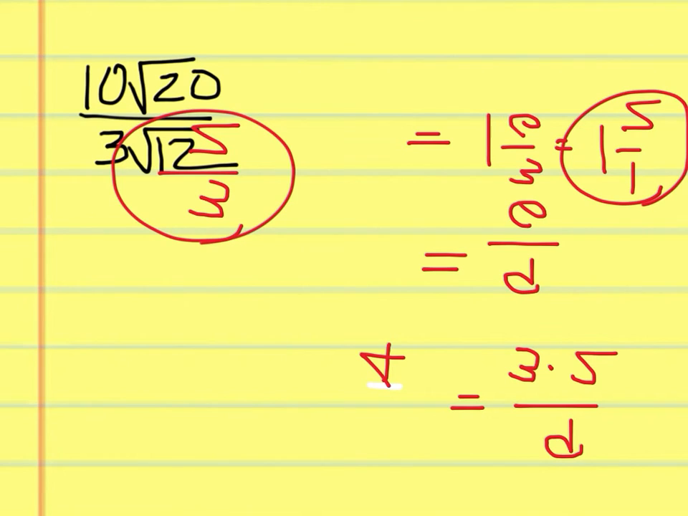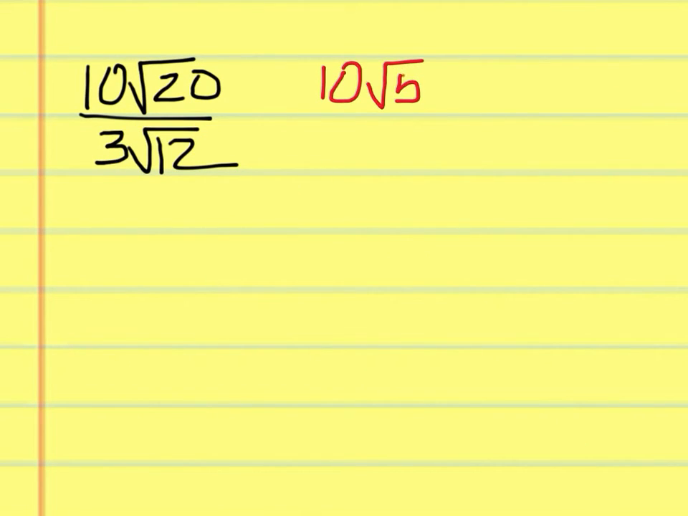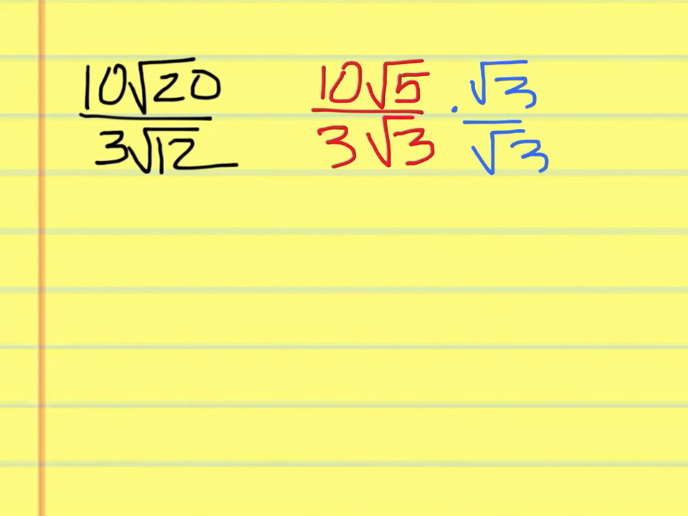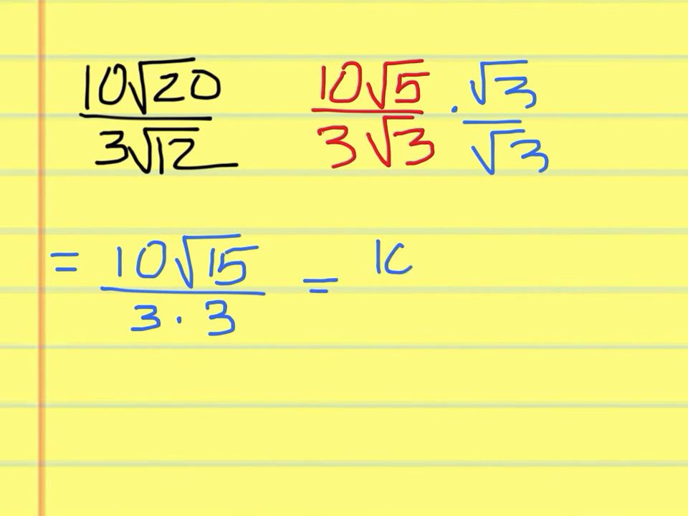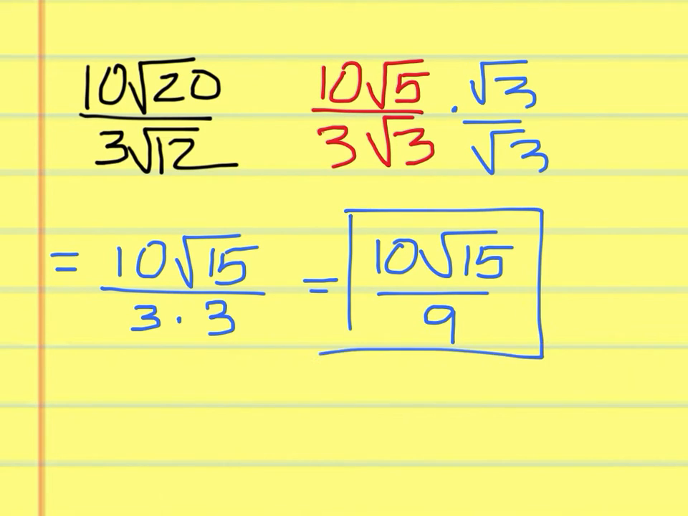We can simplify a little bit first. You can take out a square root of 4 from the 20 and the 12 to be left with square root of 5 and then square root of 3. Of course, the 10 and the 3 keep their positions. Now we'd have to multiply the top and the bottom by a square root of 3 to get 10 square root of 15 over 3 times 3, which would be a 9 on the bottom. And there's nothing else you can do to simplify this.